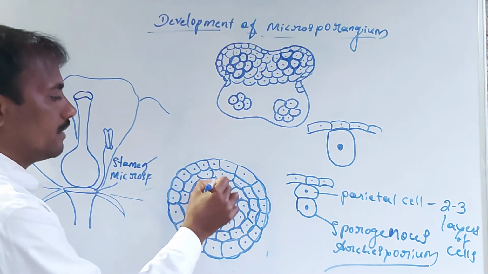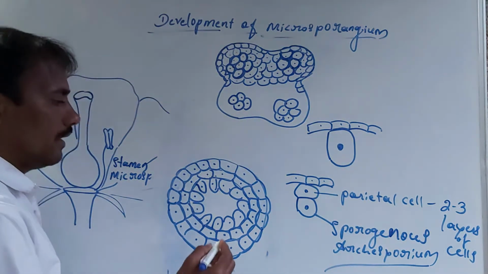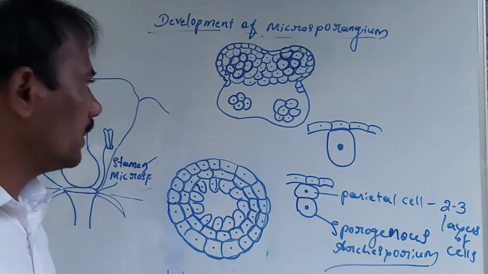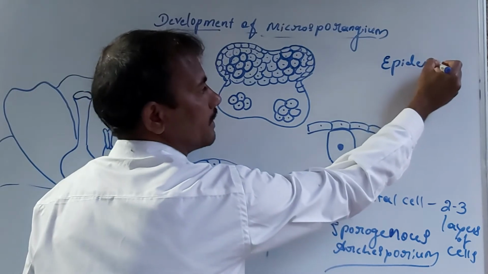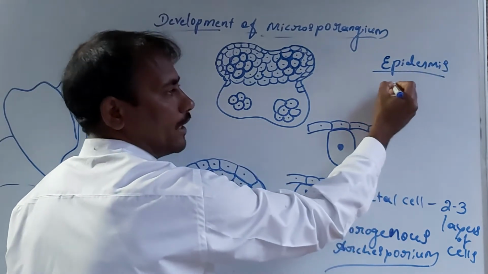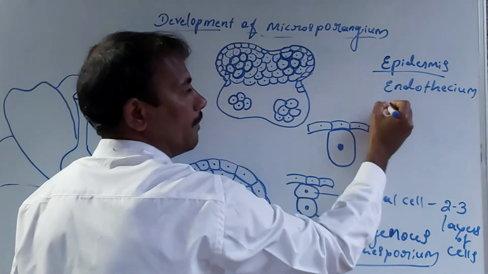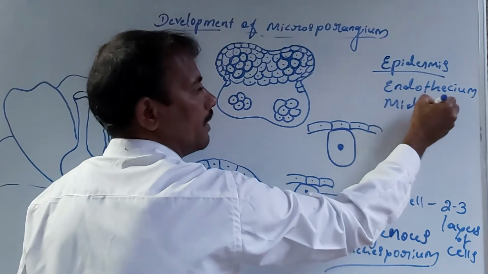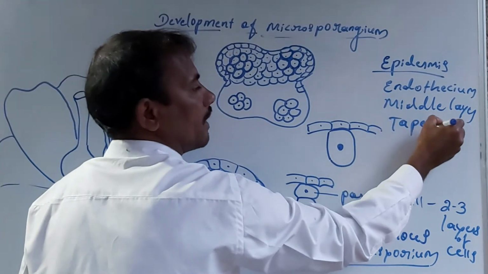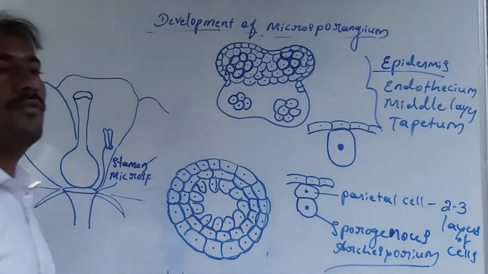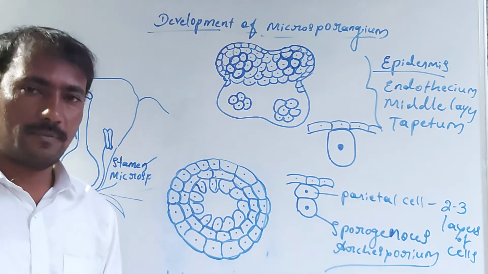Every microsporangium is usually covered by 4 layers of cells. The outer layer is known as the epidermis, the inner layer the endothecium, then a middle layer, and the tapetum. These are the 4 distinct layers that together form the wall of the anther.